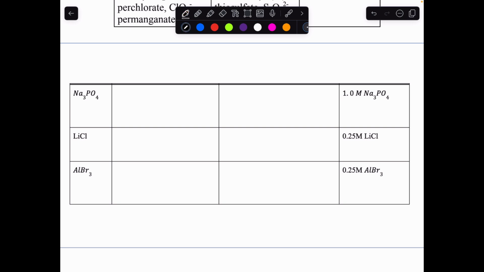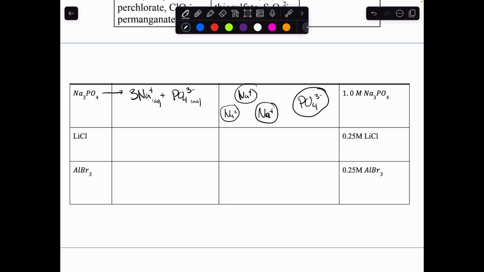All right, here's what we should have gotten. For this one, you should have gotten that you're going to have 3 Na+ and PO4 3- is its charge. Which means in our picture we got 1, 2, 3 for every one of these. And so then my ratio would be, since it's a 1 molar and there's 3 times the amount of sodium, it should be 3 molar for Na+ and 1 molar for PO4 3-.